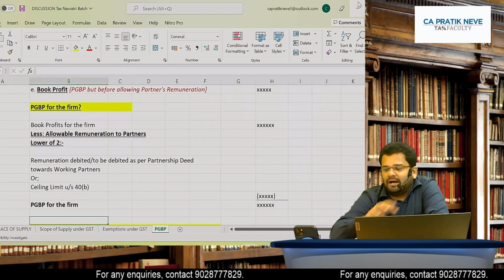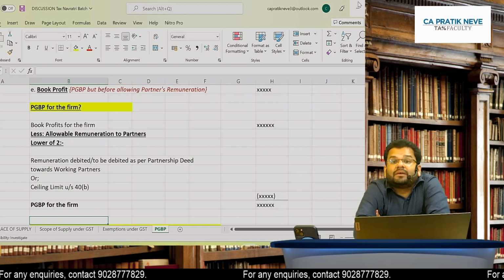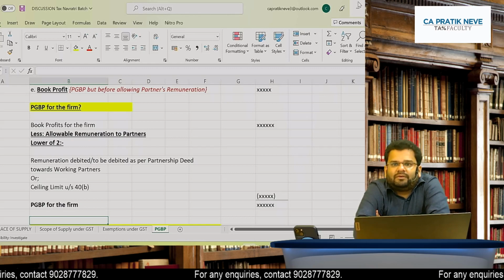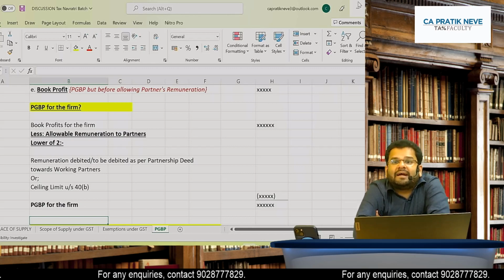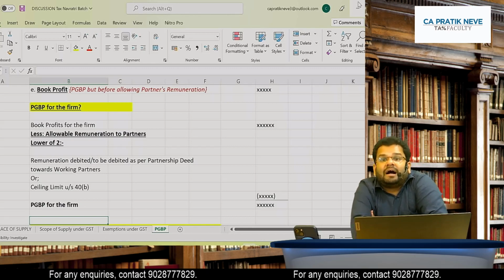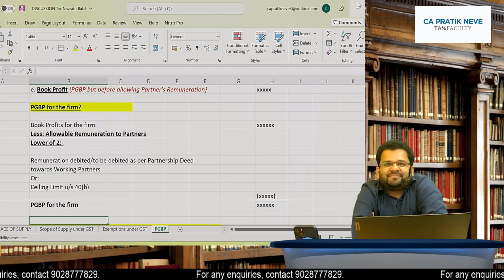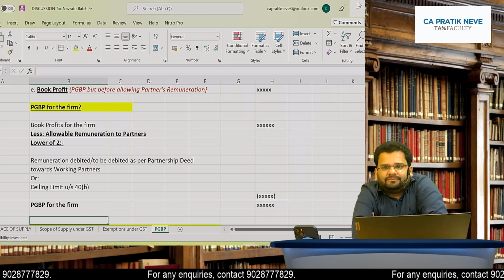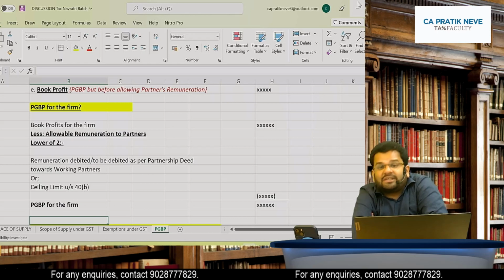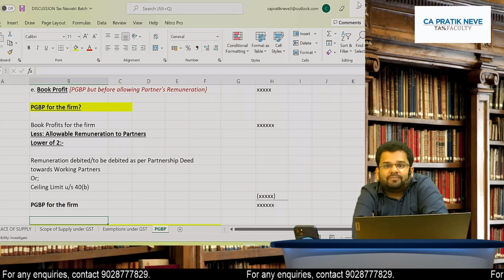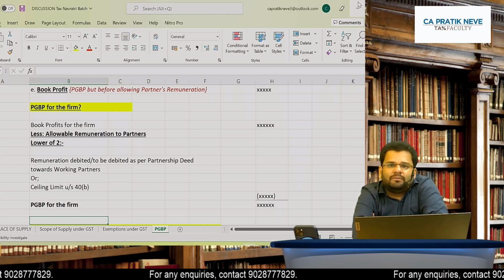I will give you one hypothetical situation. Let's try and calculate the allowable partners' remuneration. Suppose 10 lakh rupees is book profit. On 10 lakh rupees of book profit, what will be the allowable partners' remuneration? On the first 3 lakhs, it's 2,70,000. On the next 7 lakh, it will be 60%. So 7 lakh into 60% will be 4,20,000. 4,20,000 plus 2,70,000, 6,90,000 will be the answer.